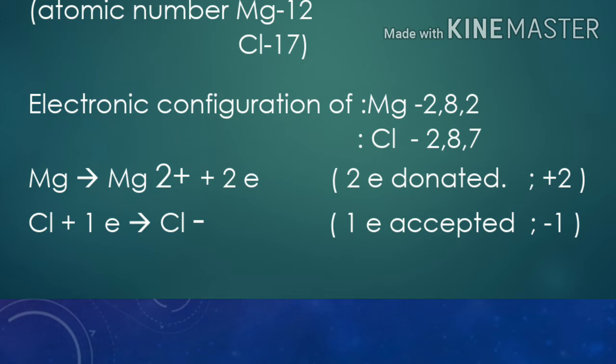We already defined the oxidation number as the formal charge assigned on the atom. Here magnesium has 2 positive charges, so the oxidation number is +2. We defined it as the charge assigned on the atom. So magnesium has 2 positive charges, so the oxidation number is +2, and chlorine has 1 negative charge, so the oxidation number is -1.